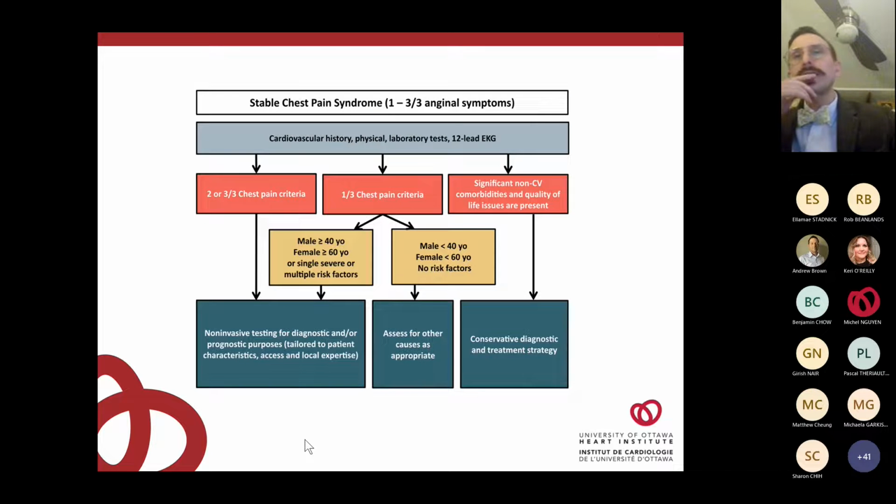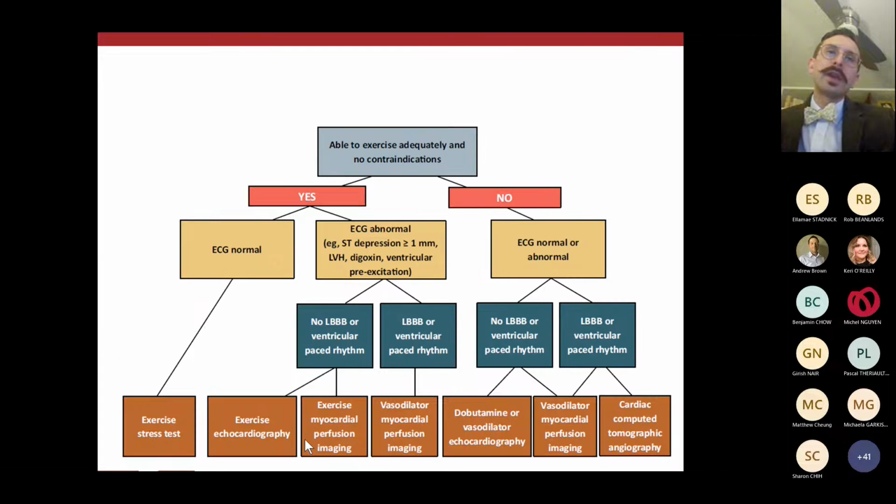In patients that have either 2 or 3 anginal features, or even patients with 1 out of 3 anginal features, but who are males over the age of 40, females over the age of 60, or are patients who have severe or multiple risk factors, then non-invasive testing is recommended. Although they provide clear flow diagrams here regarding test selection, they are explicit in stating that testing options may be modified where expertise and access to various imaging modalities exists.